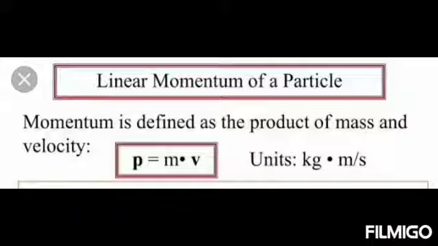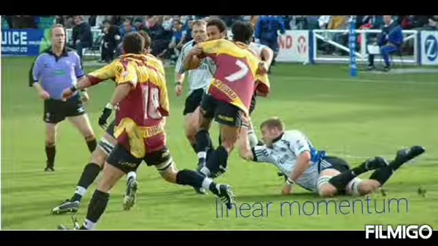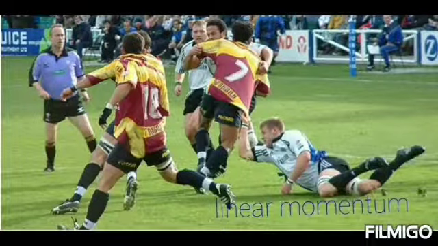Now the unit also we can see. What is the unit of mass? Kilogram. What is the unit of velocity? Meter per second. So kilogram meter per second is the unit of linear momentum. The linear momentum is a vector quantity.